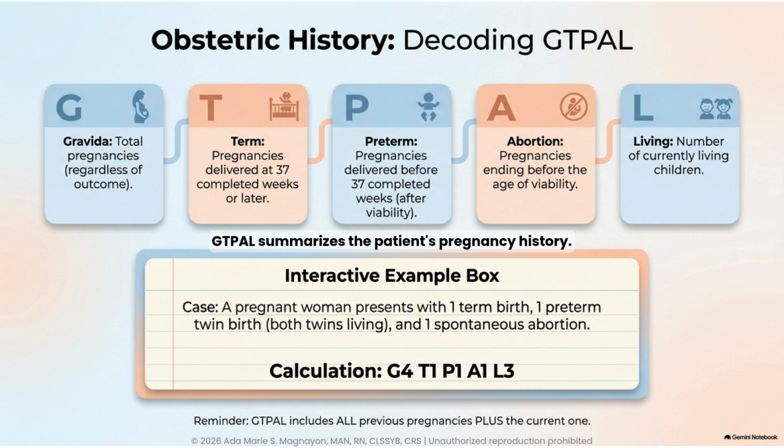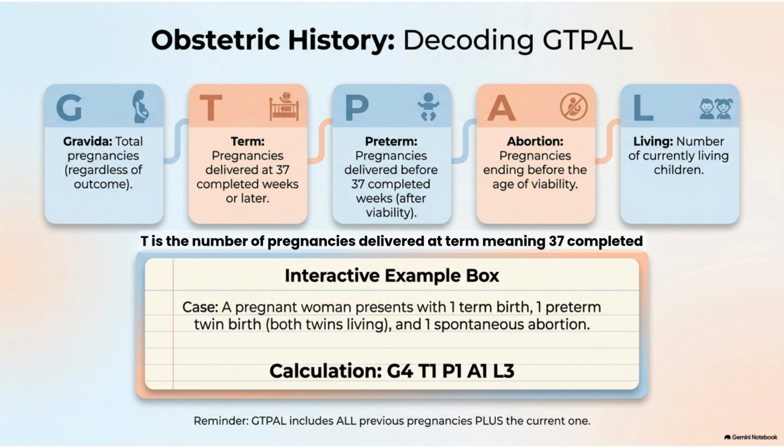GTPAL summarizes the patient's pregnancy history. G means gravida, or the total number of pregnancies, including the current pregnancy, regardless of outcome. T is the number of pregnancies delivered at term, meaning 37 completed weeks or later. P is the number delivered preterm, after viability but before 37 completed weeks. A refers to pregnancies ending before the recognized age of viability, whether spontaneous or induced.